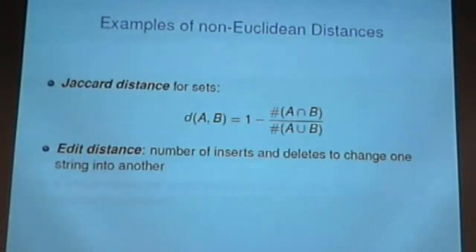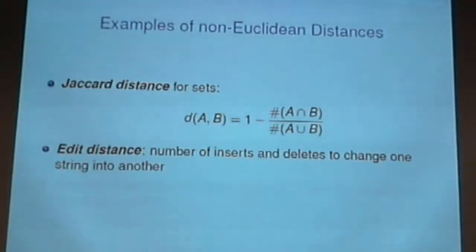And edit distance is basically the number of inserts and deletes to change one string into another. This is also used. Actually, this idea comes from information theory, they have this Hamming distance. Very similar to Hamming distance. It's the number of deletes you make, or the changes you need to make to two graphs to make them identical. So that's called, in a sense, Hamming distance or edit distance.